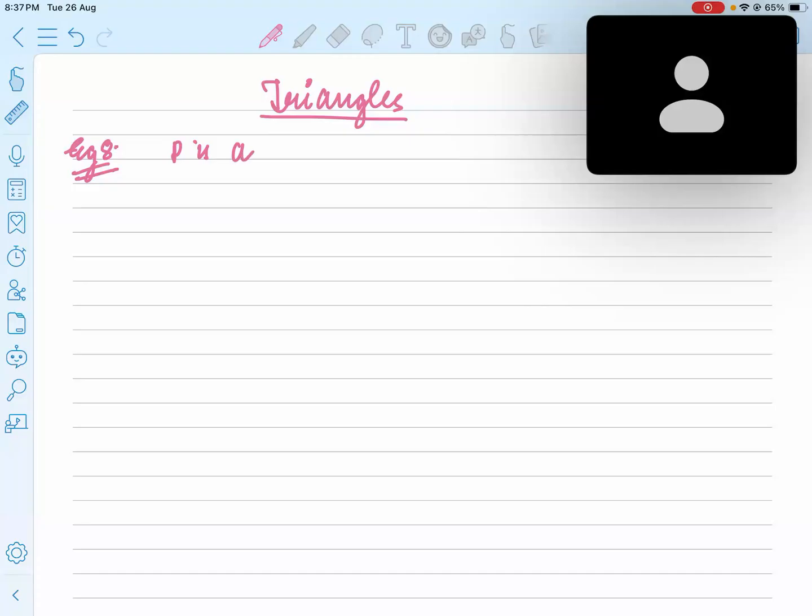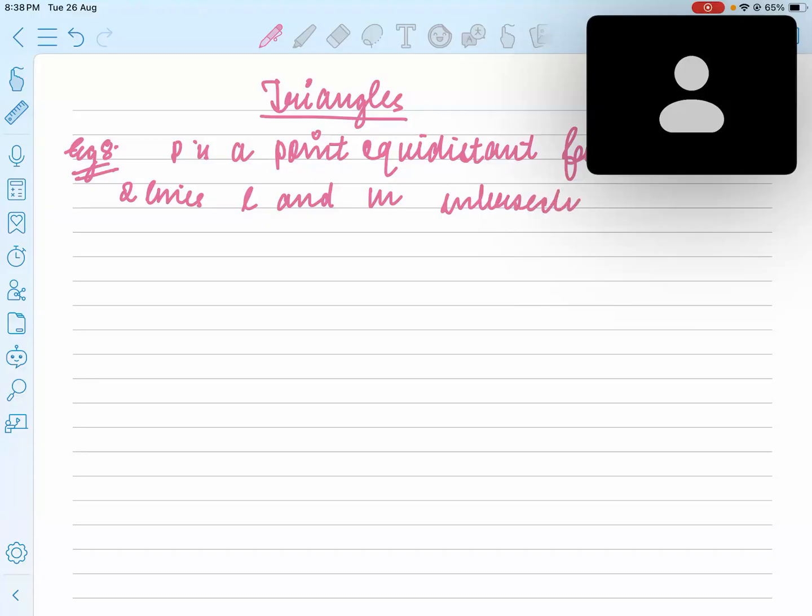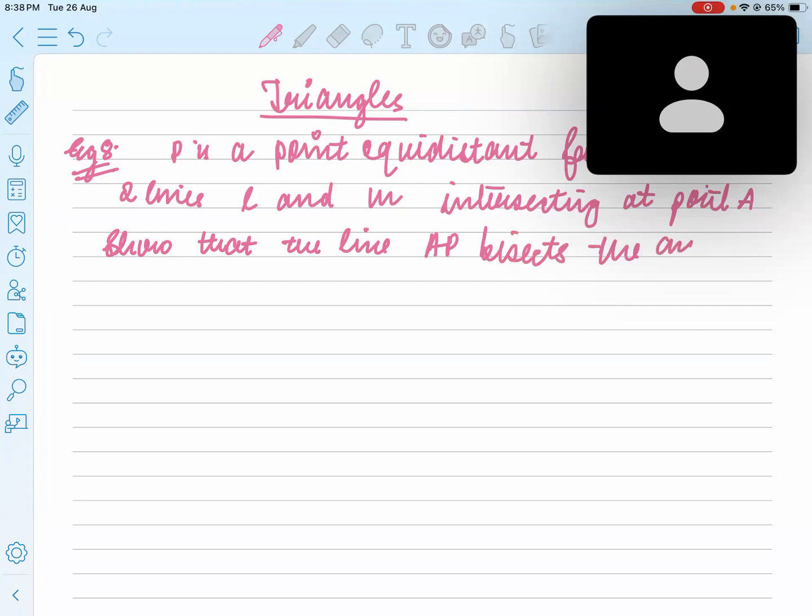P is a point equidistant from two lines L and M intersecting at point A. Show that the line AP bisects the angle between them. So children, this is a question.